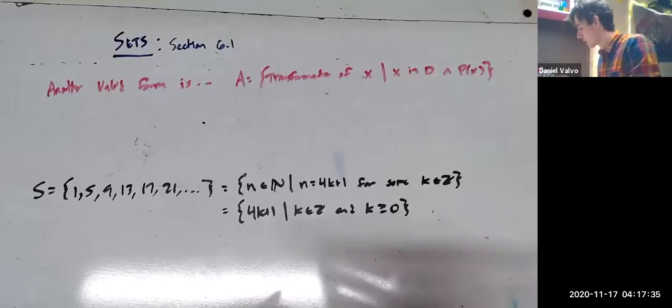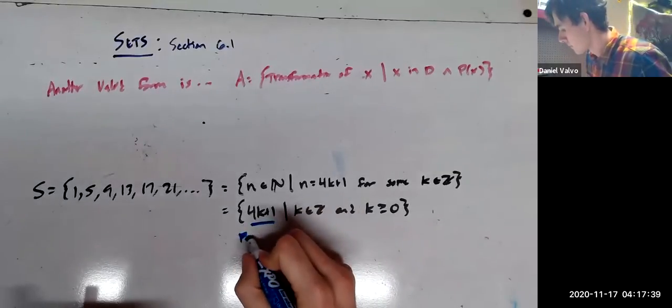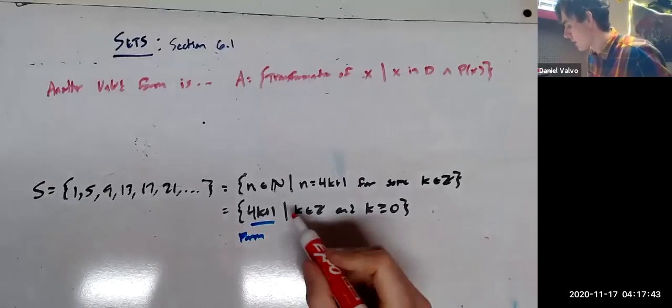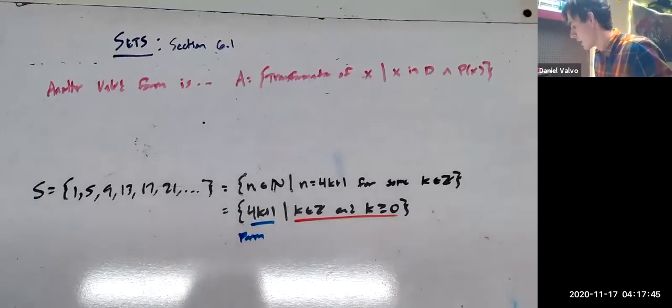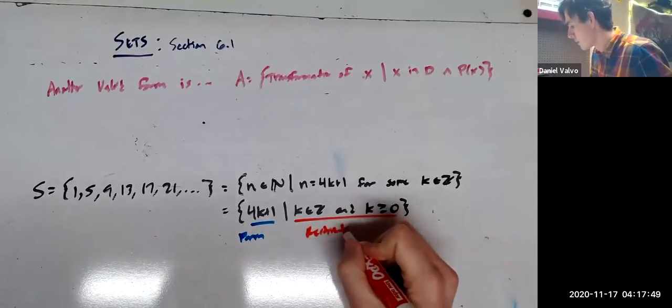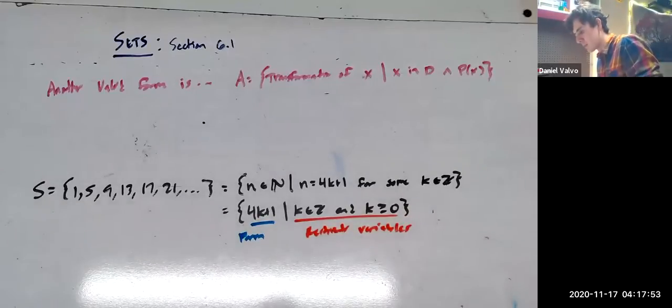And so this first part, right, is kind of like the form of the number you're talking about. And this part restricts your variables to particular things, whatever you want.